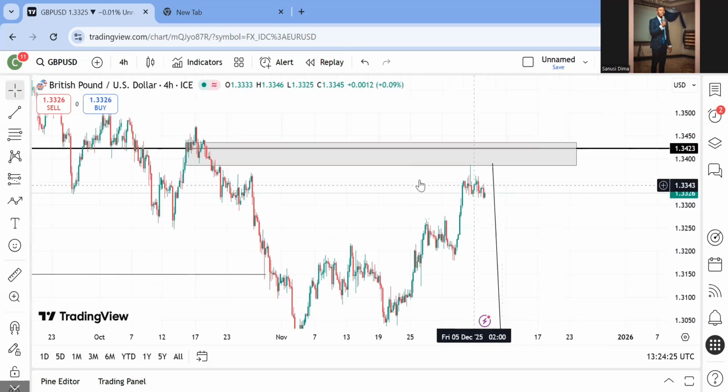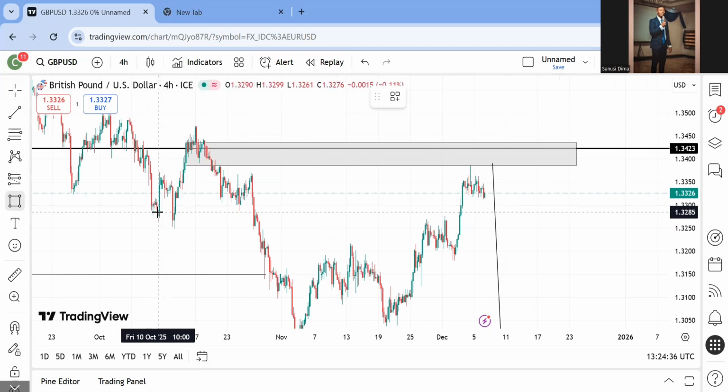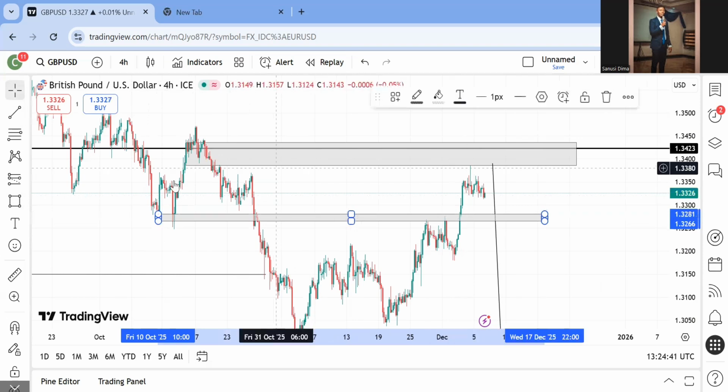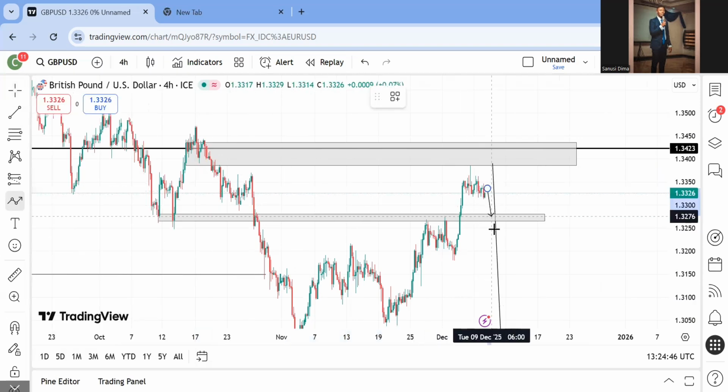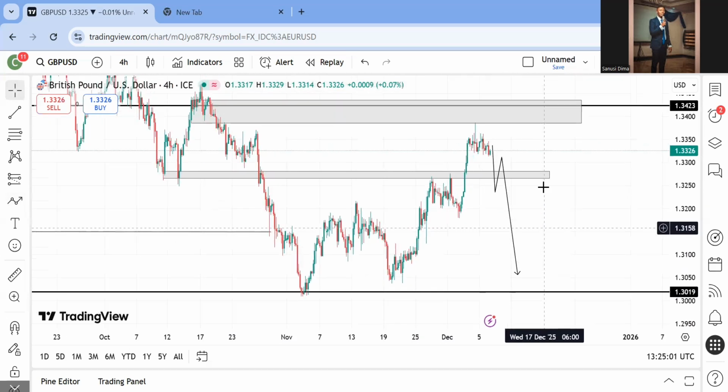So what I'll be waiting for is for price to break below this area, because we have a form of resistance to support here. I'm waiting for price to break below this area, this way and this way, and when I see a pullback, I find a reason to sell it as a continuation.